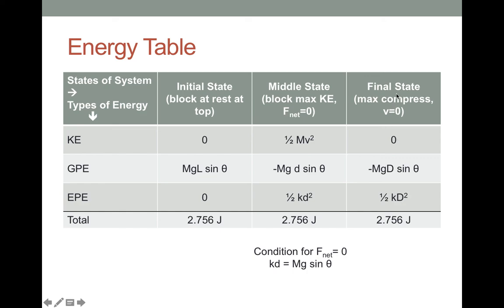Now, in the final state, we have no kinetic energy. That is zero. We do have the spring being compressed by some distance D, so 1/2 kD squared. We also have some gravitational potential energy, and it's negative because we're below the origin, so that'll be mg capital D sine theta. We now again have an equation we can solve for the amount of compression at the end state, which is capital D.